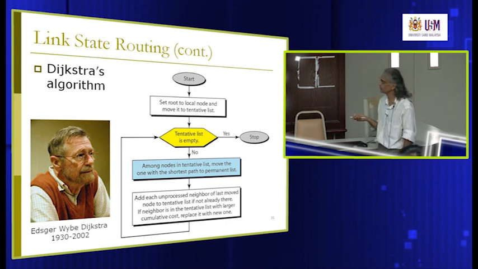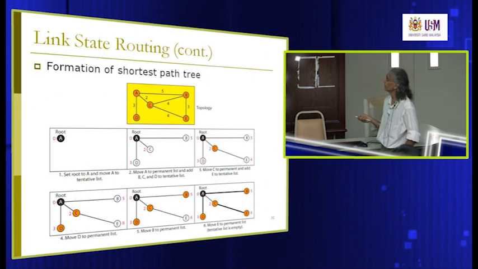And this is the person who invented the algorithm. Right? So this is how it works, right? So for a topology like this, we start with one node. Let's say we want to do it for A. Right? We want to build a routing table for A.